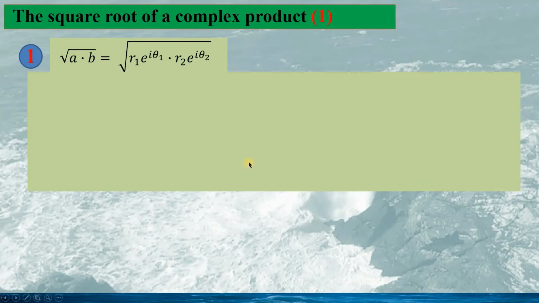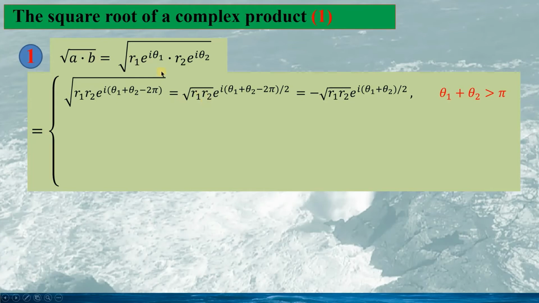In this slide, we will see what is the problem in the calculation. So we look at the square root of the product first, and we put this expression for a and b in modular and argument form. There would be no problem from here to there. However, we must be careful if we multiply these two complex numbers together.